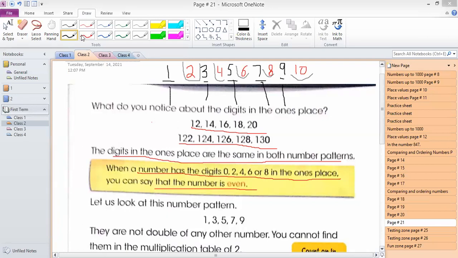Now I give you the examples, guys. Let's take the example 32. Now tell me please, is 32 an even number or an odd number? Check out 32 and tell me, is it an even number or an odd number? Odd number. Very good. Who is saying odd number?